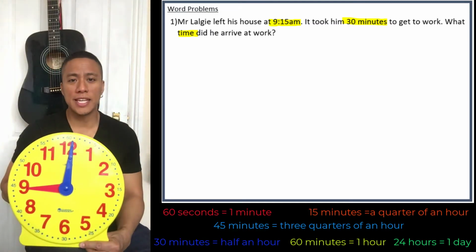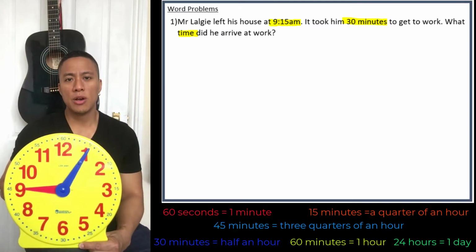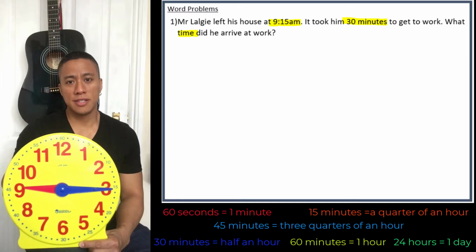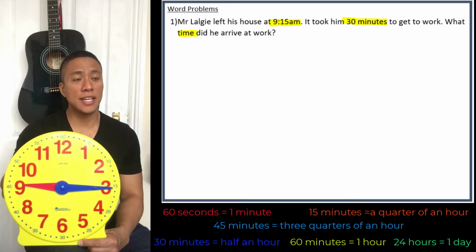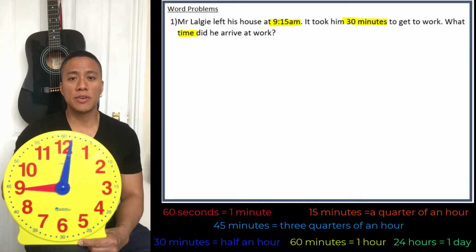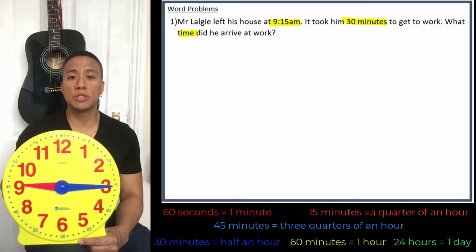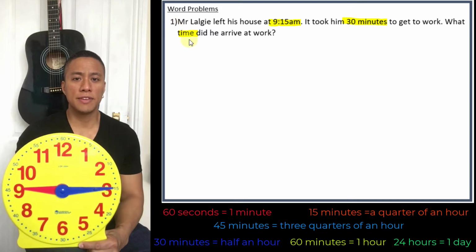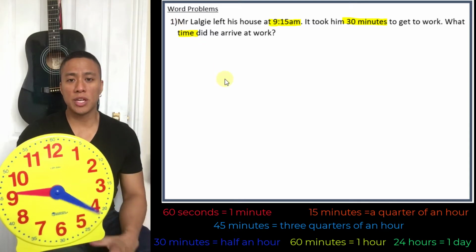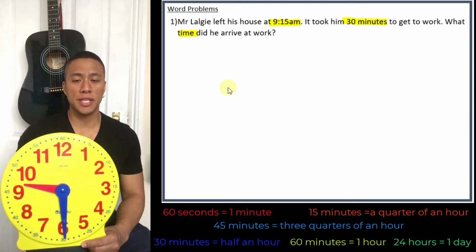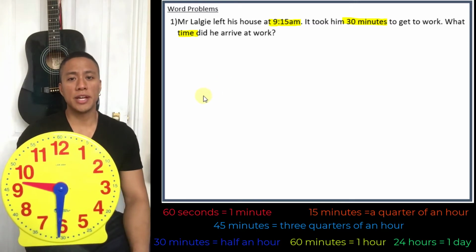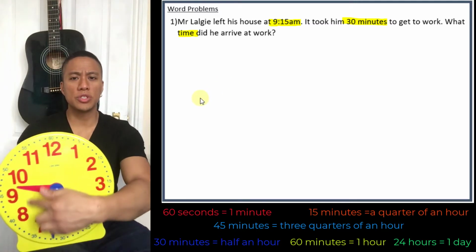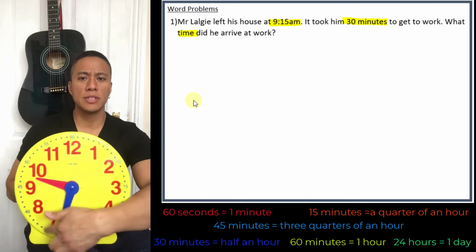So, quarter past 9 is this. It's the same as 9:15, because there are 15 minutes in a quarter of an hour. Yep, 5, 10, 15. That's a quarter of an hour. If it was half past, we know that there are 30 minutes in half an hour. If it was quarter to, it means it went all the way around up to here.